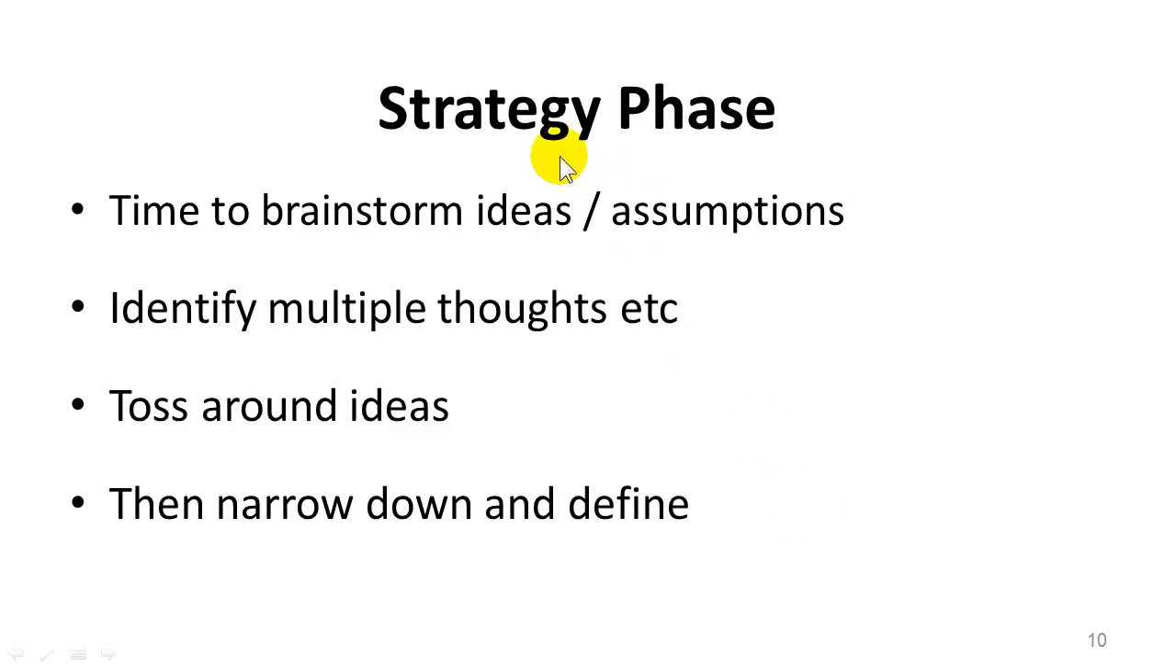So at the strategy phase is where we start to brainstorm ideas and assumptions. Start getting your thoughts together, start tossing around ideas, and then we start narrowing down and defining what we're doing. Never take for granted that you think you know what someone has in their head. You need to actually make sure by putting it on paper.